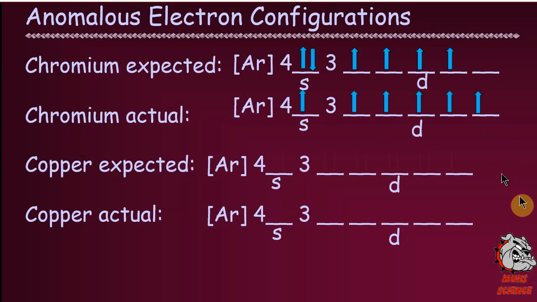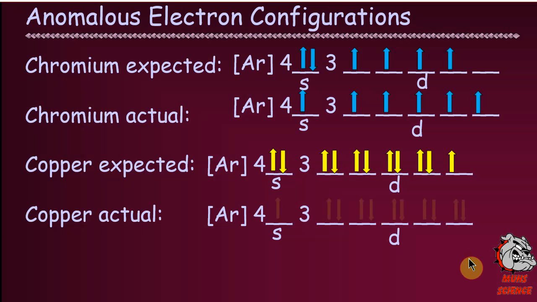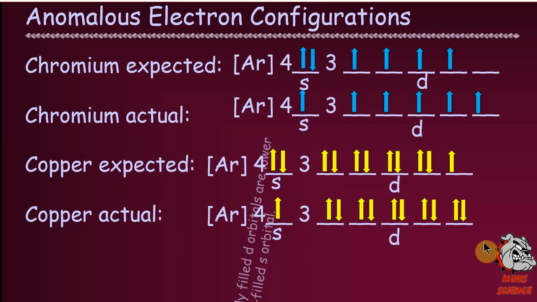Copper does something very similar. So here's copper. This is what we would expect and predict, 4s2 3d9, but that's not actually what it is when you measure it. When you measure it, you get this arrangement. And you can see an electron again has been stolen from the s orbitals to this time completely fill the d. So why does this happen?